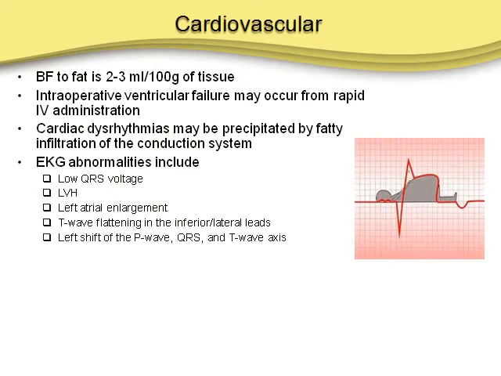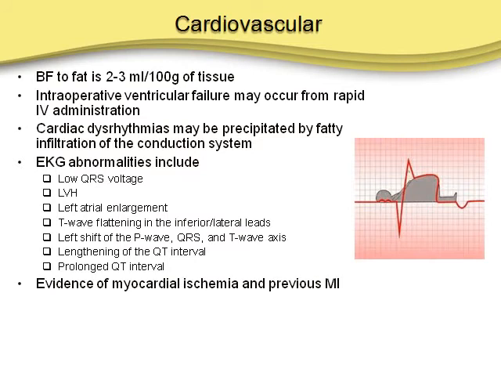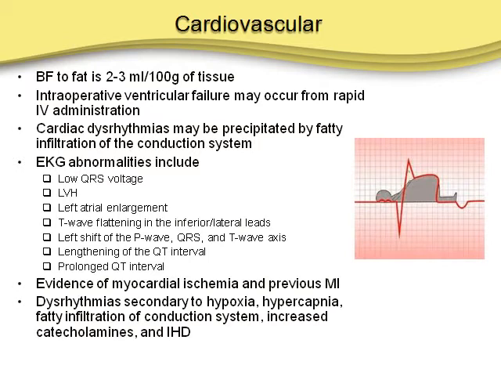In addition, there is a leftward shift of the P-wave, QRS complex, and T-wave axes, lengthening of the corrected QT interval, and prolonged QT interval duration. The ECG may also reflect evidence of myocardial ischemia or previous myocardial infarction. Cardiac dysrhythmias are also very common and are usually secondary to chronic hypoxia, hypercapnia, and fatty infiltration of the cardiac conduction system. Substantial weight reduction reverses many of these ECG abnormalities.